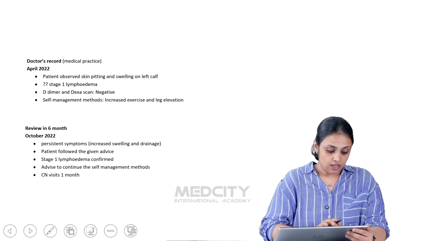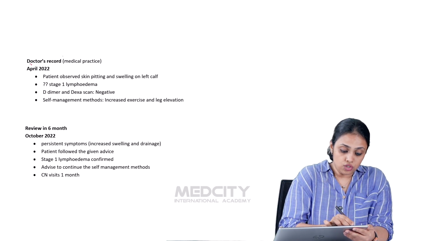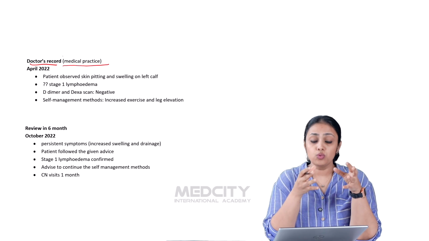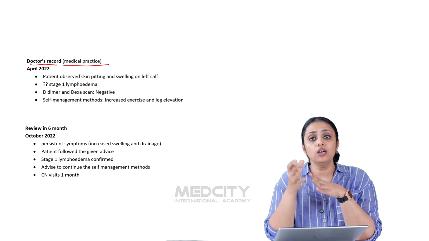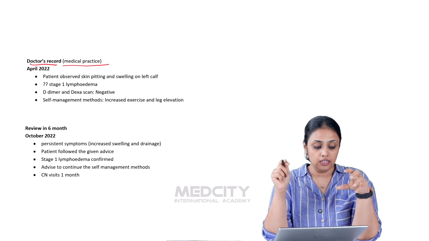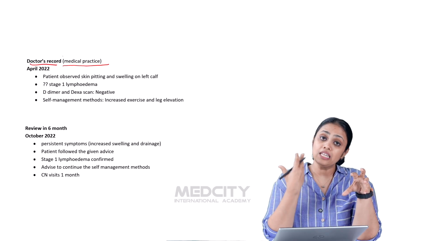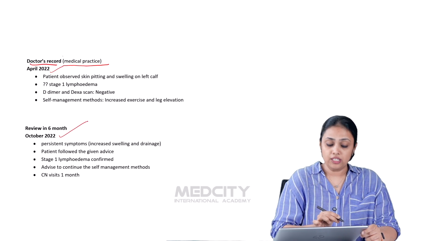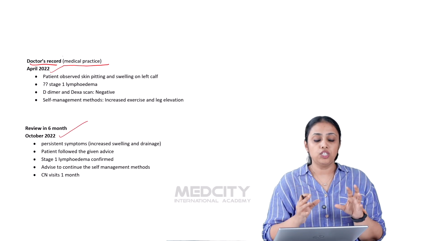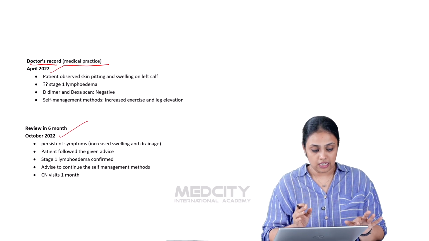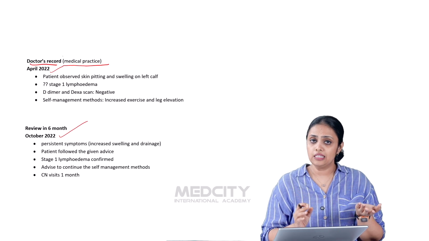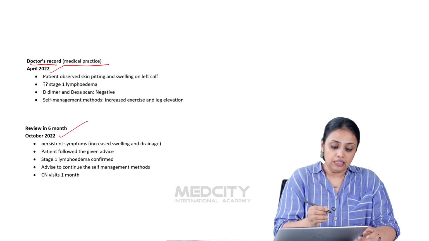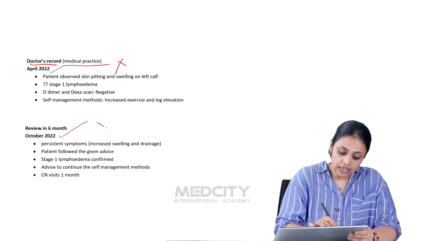Then doctor's record. This doctor is somebody who is working in a medical practice, and it is to the same doctor we are now about to write the letter. Now the doctor's record, when the patient initially visited the doctor in April 2022, then October 2022, what are the major findings that have been recorded from the doctor's side. So should these details be included in the letter? No, these details are also known to the doctor, so we should not be including them in the letter. These details are also irrelevant.